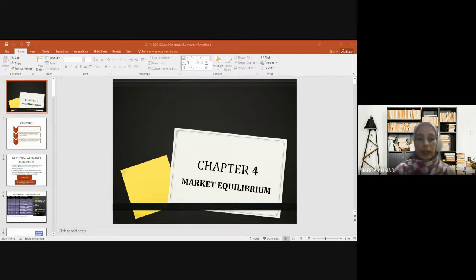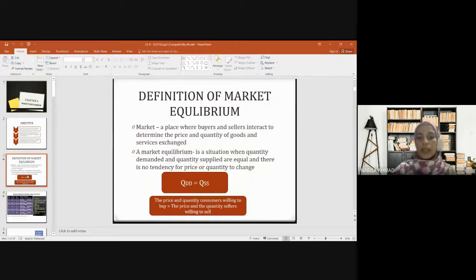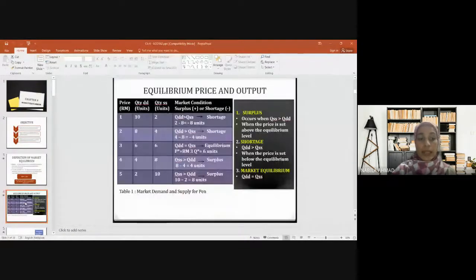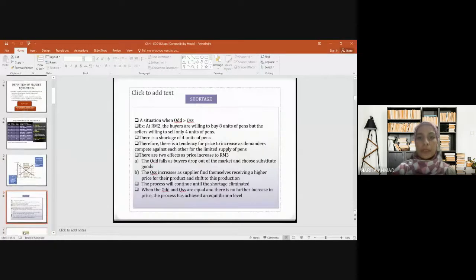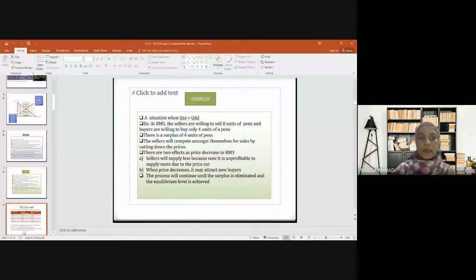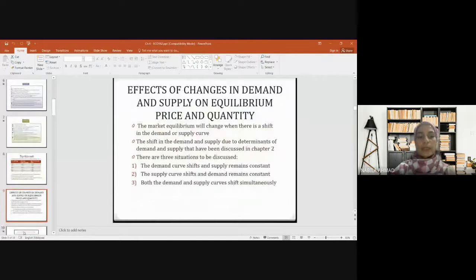Okay, jadi hari tu kita dah lihat Market Equilibrium. Kita dah lihat the definition, and then kita juga dah lihat how to analyze the market equilibrium, how to draw the equilibrium. Okay, and then what happened when there is a problem of shortage and also the surplus. Okay, jadi pada hari ini kita pun juga akan tengok the effect of changes in demand and supply on equilibrium price and quantity.